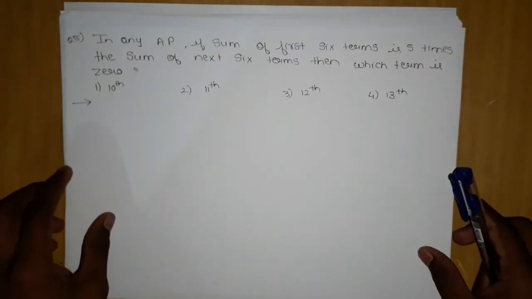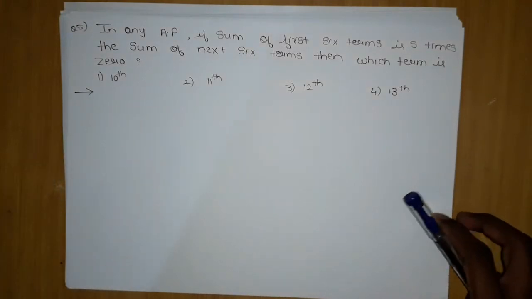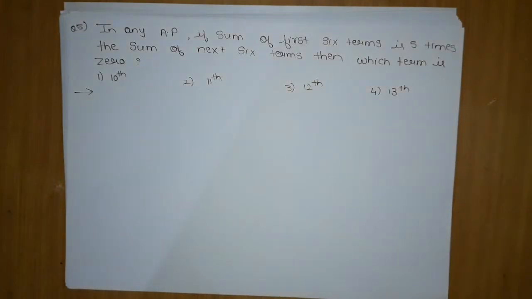The next variety is as follows. This is question number 5, and since we have not done any question similar to this, it is a very easy question if you just follow the steps. The question says, in any AP, if the sum of the first 6 terms is 5 times the sum of the next 6 terms, then which term is 0? You have to tell which term is 0.